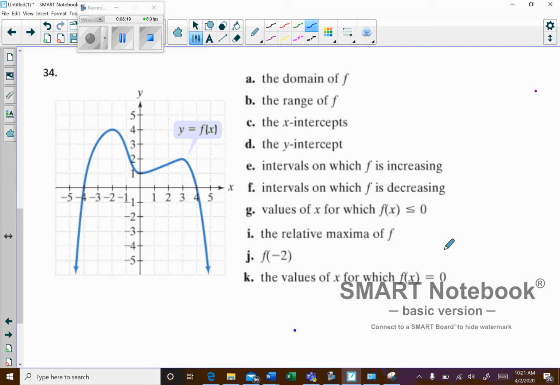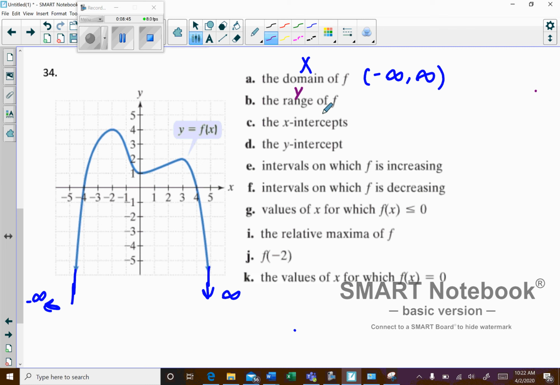Domain's actually pretty easy. If you look at this one, the domain is going to be your x values, right? And it goes left and right in both directions. So it's going to be from negative to positive infinity. There's no restrictions. It's going to the left, negative infinity, and it's also going to the right, to positive infinity. So that's our domain.